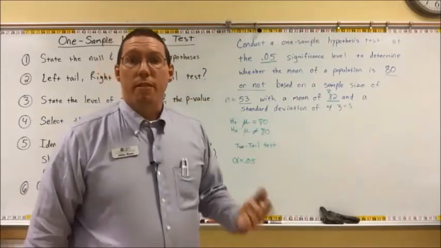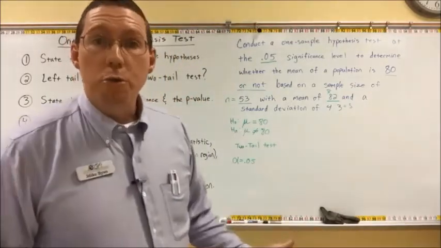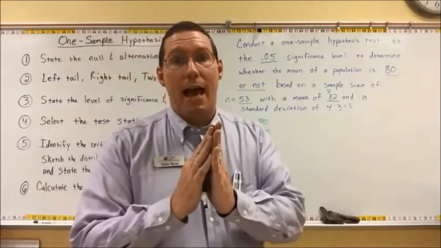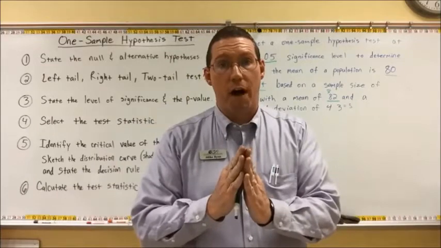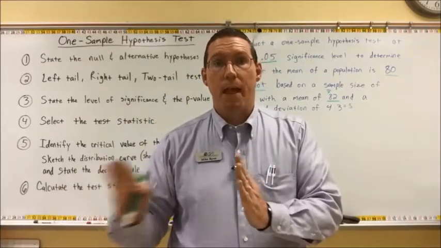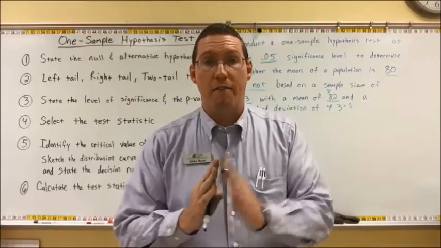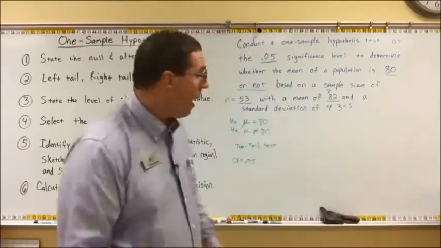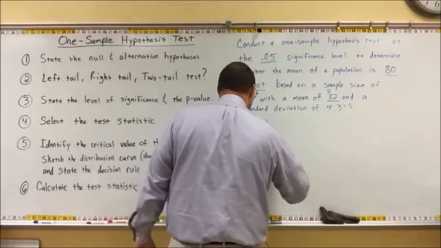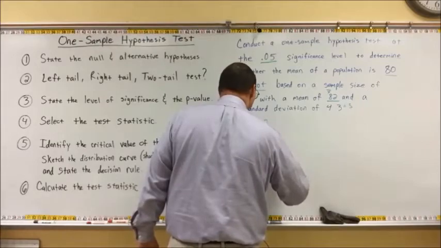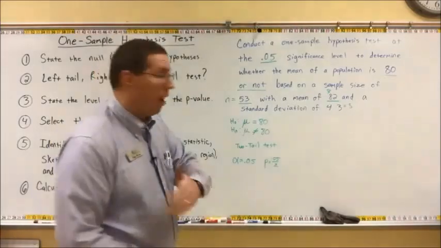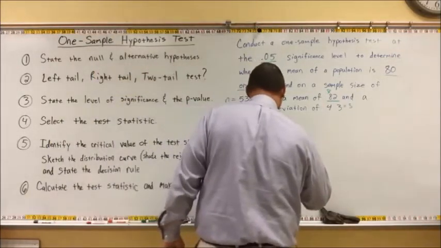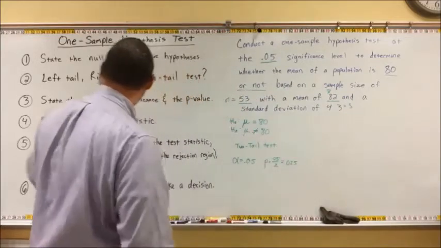And now we're going to state the p-value. Now, in a two-tail test, we're going to split the alpha into the two tails. So we're going to put half of 0.05 in the left tail, and we're going to put half of 0.05 in the right tail. So we got to divide 0.05 by 2. So p is going to be equal to 0.05 divided by 2, which is 0.025. That's our p-value. That's step three.